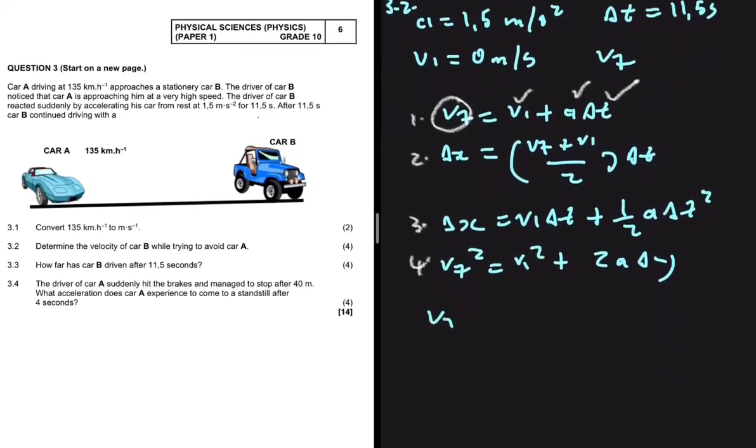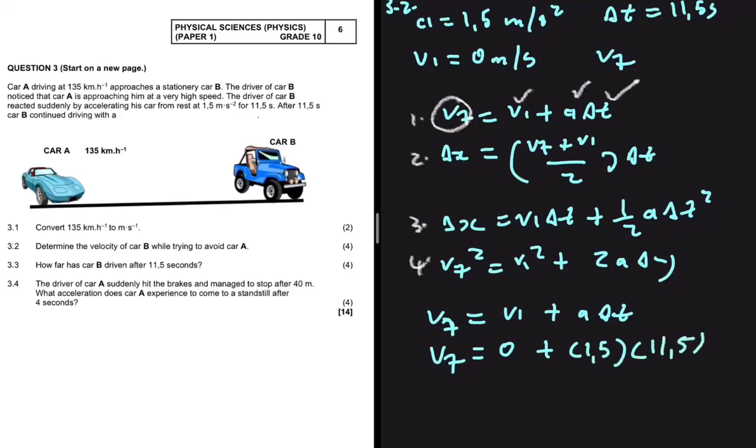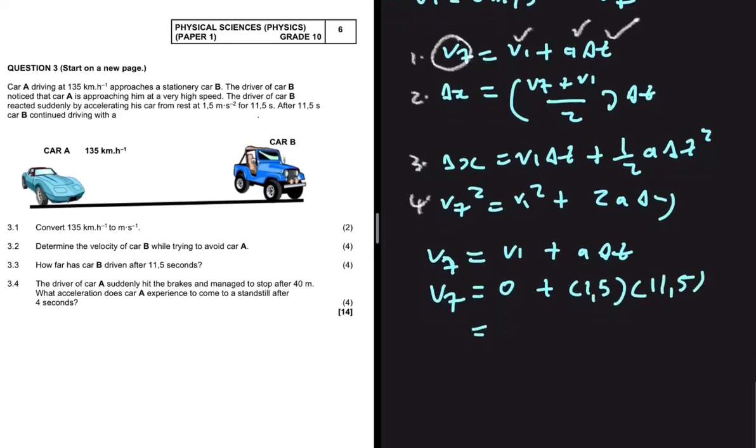So we say that vf is equal to vi plus a delta t is the equation we are going to use. Then the final velocity will be equal to the initial velocity, which is 0, plus the acceleration, which is 1.5 meters per second squared, multiplied by the time, which is 11.5. If you put that in your calculator, you should get a final velocity of 17.25 meters per second. And this right here is the answer to 3.2.